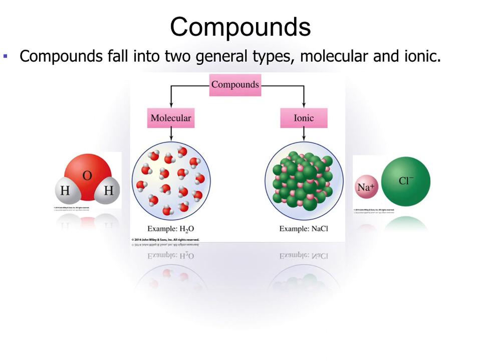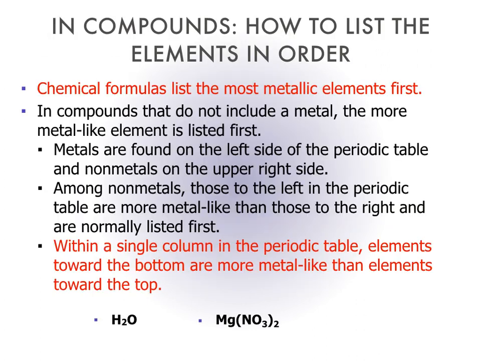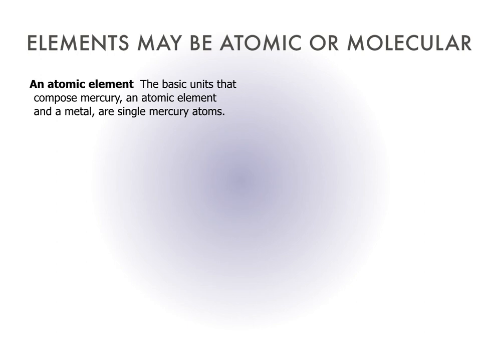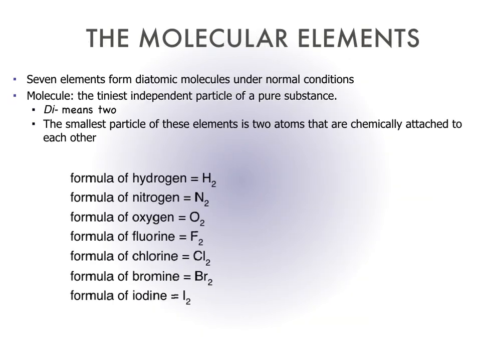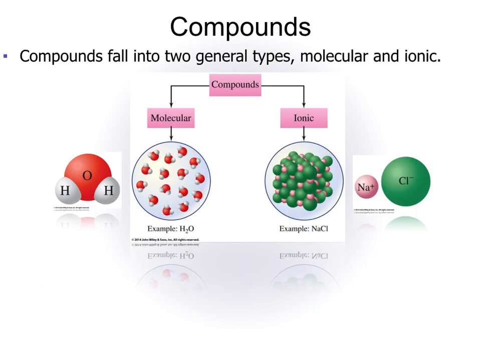So compounds. These are not elements, right? These are not molecular elements, and these are not atomic elements. Now we're going into compounds. Compounds fall into 2 general types. We have molecular, which is on the left. The example is water. And we have ionic, that's on the right, sodium chloride.